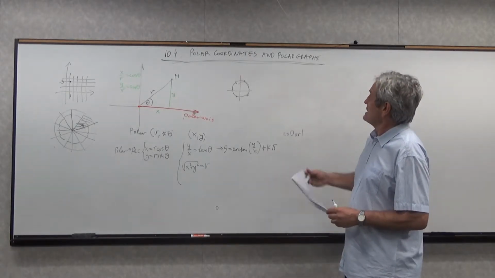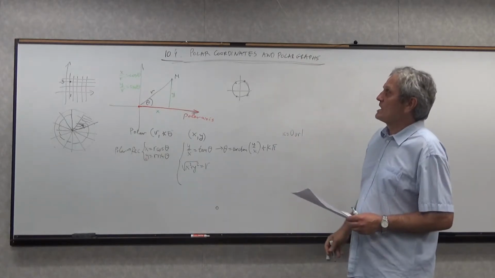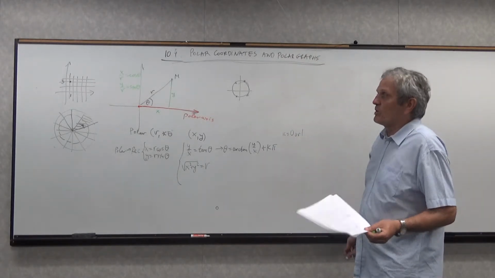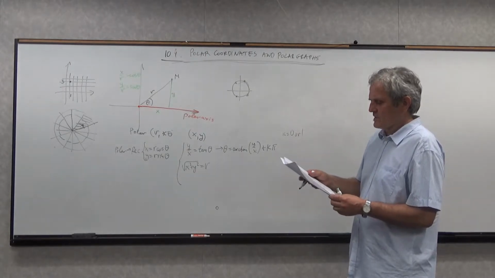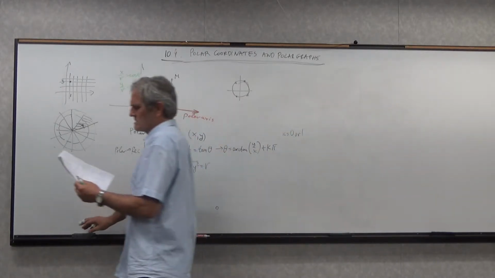transfer of coordinates. And then more interesting part is how do we draw polar graphs just as polars, forgetting rectangular coordinates for a moment. So here's an example.